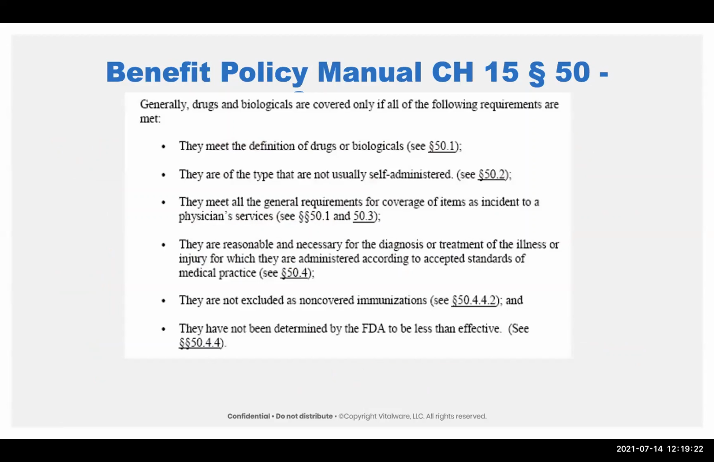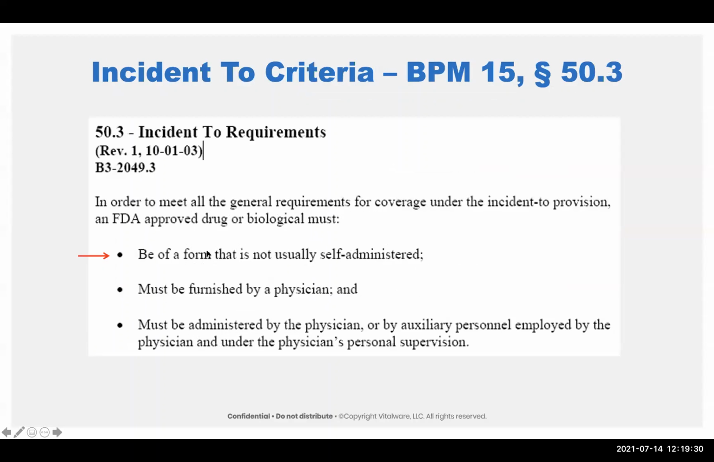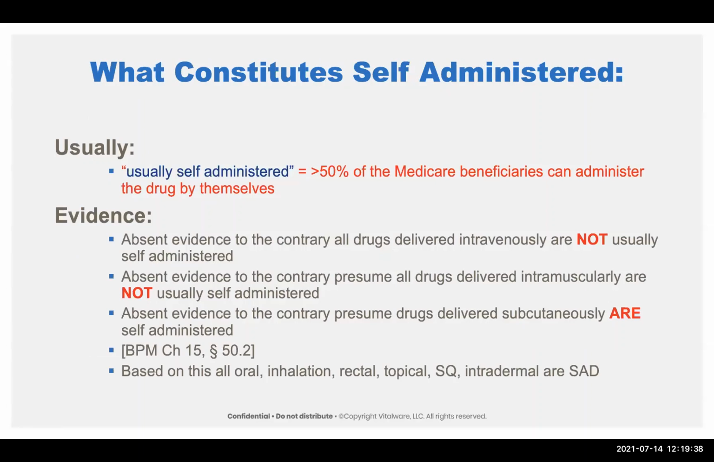So we look at the benefit policy manual again. We have the fourth bullet down, and the second bullet is they cannot be self-administered. And again, here's 50.3, where the incident to requirements also state they cannot be self-administered. So what is self-administered? Self-administered is a concept that is confused by all patients. Patients believe that means that they couldn't take it themselves.